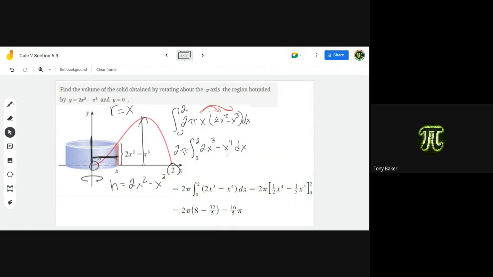All right, so your integral should have been 2 pi times 1/2 x to the 4th minus 1/5 x to the 5th, plugging in the 0 and the 2. You get 2 pi times 8 minus 32 over 5, which comes out to be 16 over 5 pi. And that's how I'd want to see the answer written. You can do whichever way you want to do it. It doesn't make any difference.